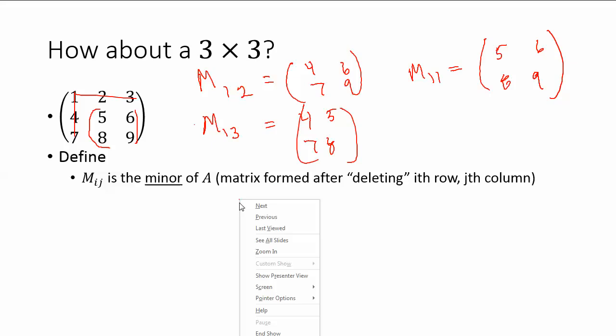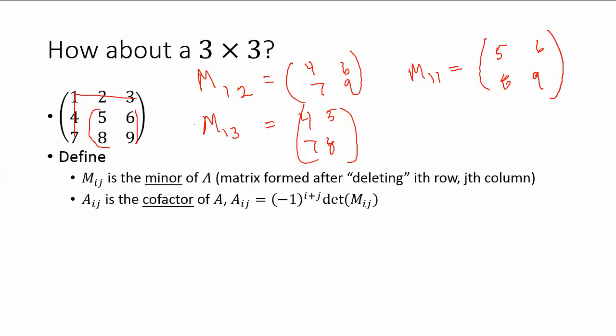The next thing we need to define is Aij, which is going to be called the cofactor of A. And this is sort of a weird thing, but again, this is based on the pattern of things, that Aij is equal to -1 to the power of i plus j times the determinant of Mij.